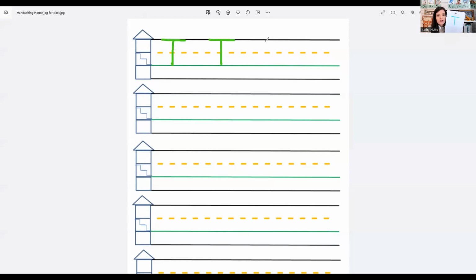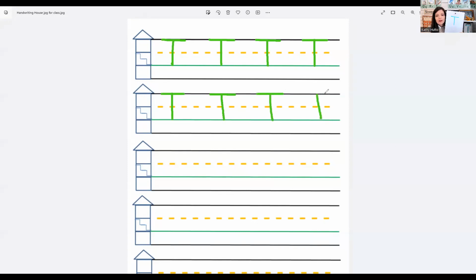Down and across, down and across, down, across, down, across, down, and across. That's how you make the big letter T.